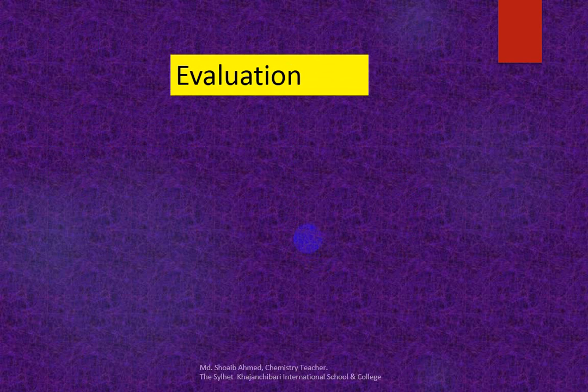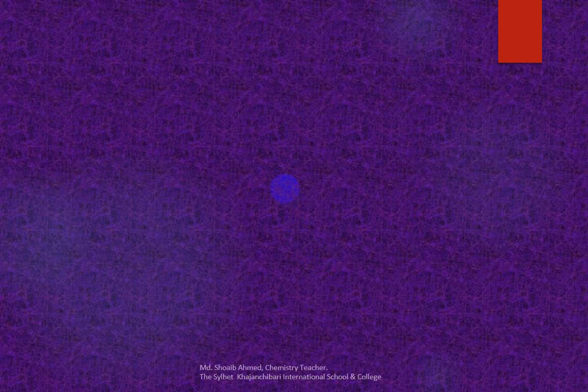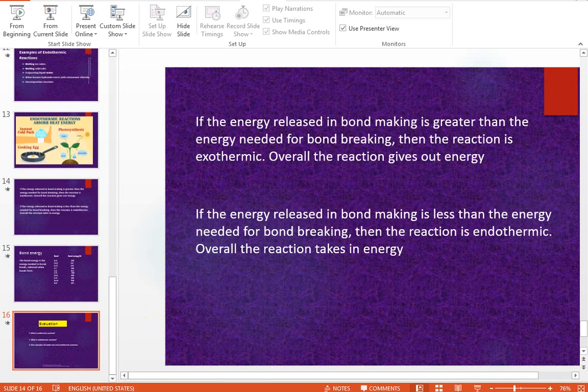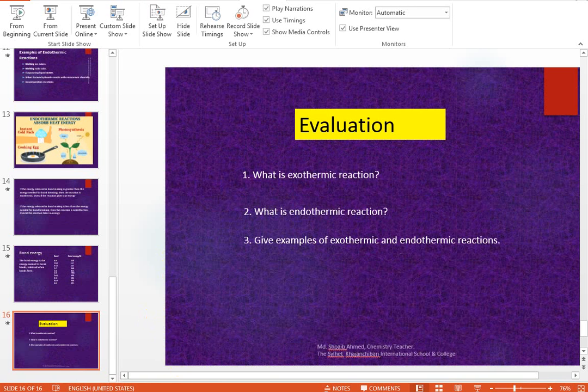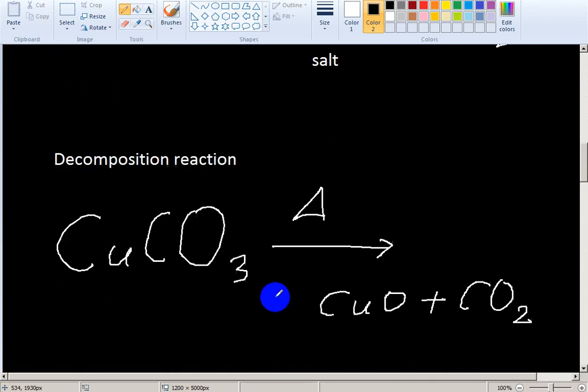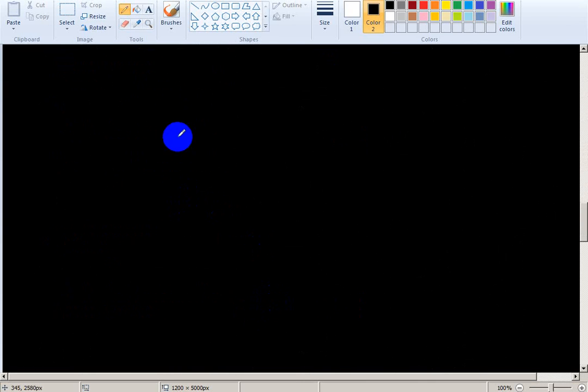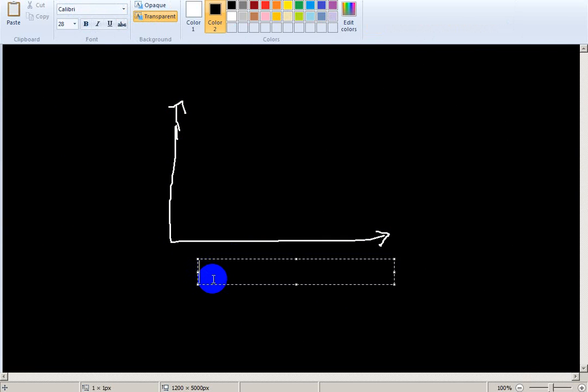This is the evaluation part. Do you know how to draw an energy level diagram? Energy level diagram for an exothermic reaction. At first you draw two axes. I am drawing for the exothermic reaction. On the x-axis you write progress of reaction.